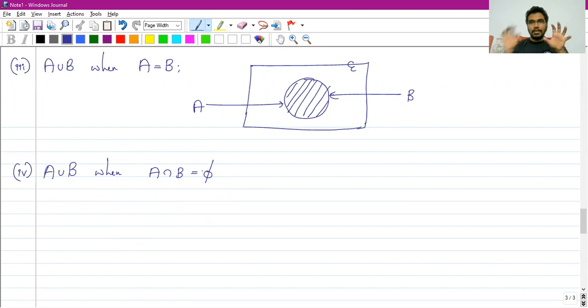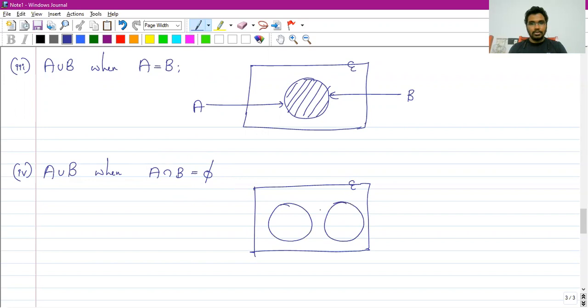If A and B are disjoint sets, as we have discussed earlier, they do not have any common element. That means A intersection B is a null set. So we can denote it on the Venn diagram like this. A and B are disjoint sets.